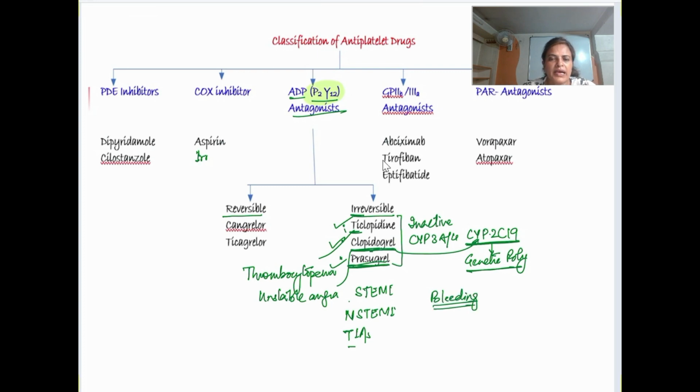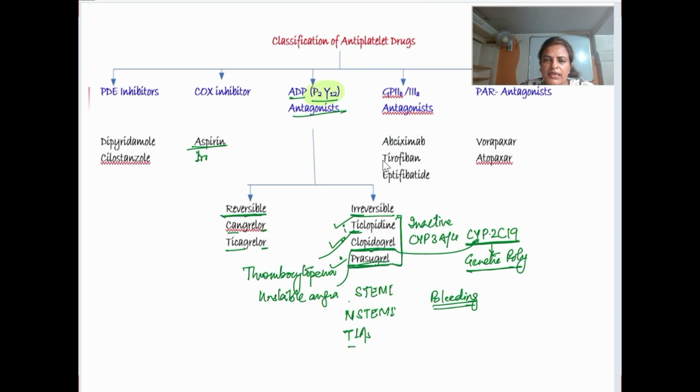Now, if I have to plan the surgery, then what will happen? I have to stop these drugs. And if a person is taking aspirin, stop the aspirin 7 days before the surgery. Now we have another group of the drugs. This is reversible. इसमें आपके आते हैं Cangrelor and Ticagrelor. So they are the reversible ADP receptor inhibitors.